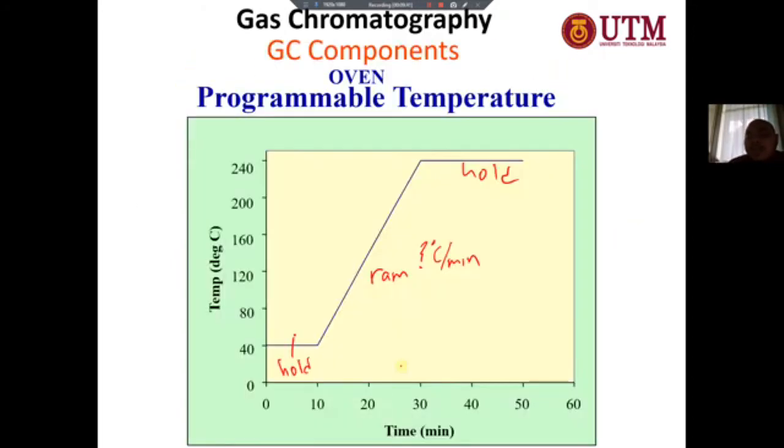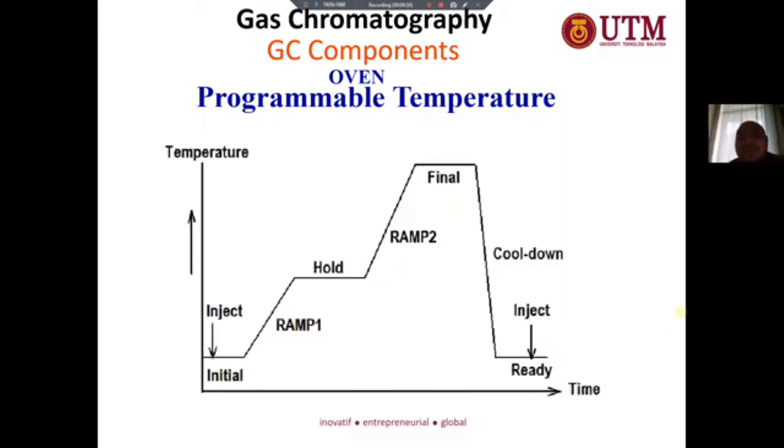Usually after we reach 240 and want to wait for the next cycle, we need to let it step down, for example, 10 degrees C per minute until it reaches 40 degrees back. We need to do that. If not, it will take a longer time later on. So here is the programmable temperature. We inject, we ramp, we hold, or we can call it pause. Here is the final, and then we need to cool down until it reaches the initial temperature. Then only can we inject again. You cannot inject the next sample here. You need to wait until it reaches the initial temperature.